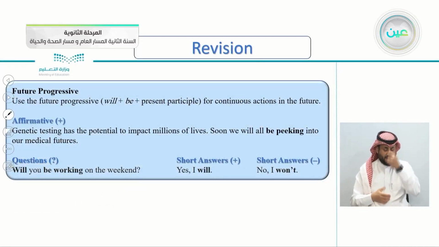This is the review from our previous lesson. Of course, the form, meaning, and function of the future progressive, the one we just answered. The form is will, be, and the present participle, used to talk about continuous action in the future, actions in progress in the future.